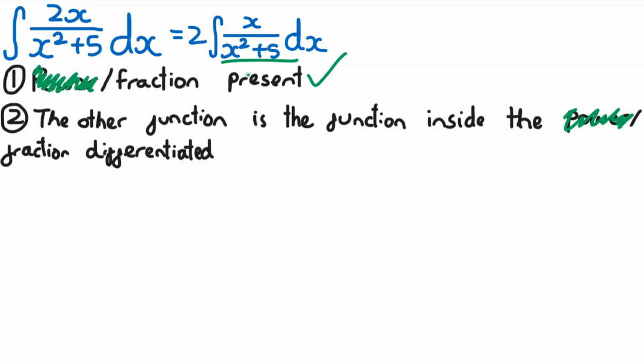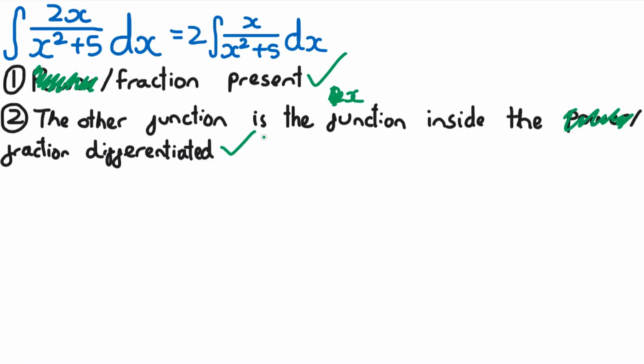If we differentiate this x squared plus 5, the plus 5 will just go away because it's a constant. And if we differentiate this x squared, it's going to be 2x. Again, the 2 isn't too important, the coefficient, we're just focused on this x here. And you can see that we have this x here in the numerator. So this condition is satisfied, as x squared plus 5 differentiated is this x here. Therefore we can use the reverse chain rule for this integral.